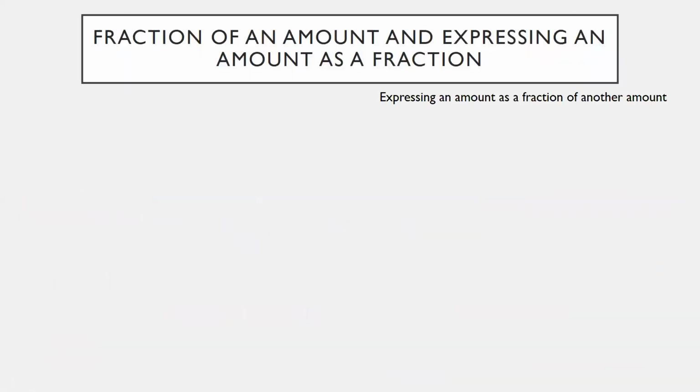So if we're looking at expressing an amount as a fraction of another, if I want to write £5 as a fraction of 20, that's just 5 out of 20. And then I can simplify down. I know both these numbers divide by 5, and that would give me 1/4.